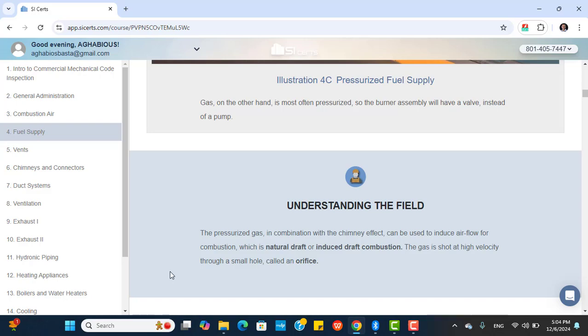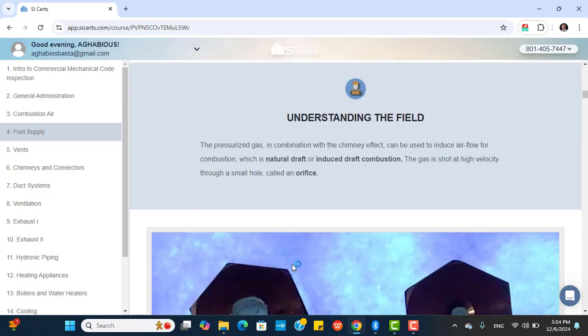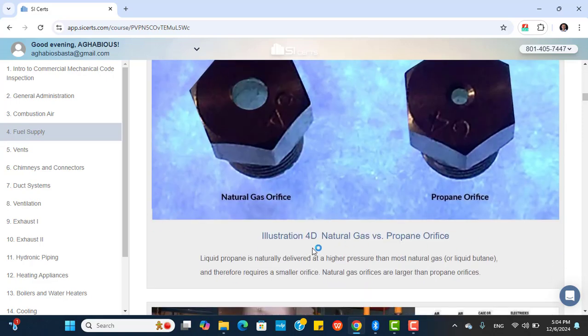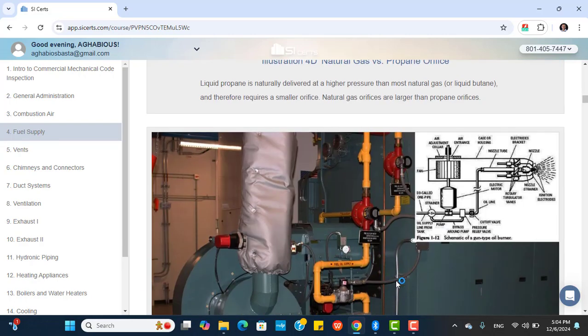The gas is shot at high velocity through a small hole called the orifice. As we see here, this is a natural gas orifice, and here is a propane orifice. Illustration 4d, natural gas versus propane orifice. Liquid propane is naturally delivered at a higher pressure than most natural gas or liquid butane, and therefore requires a smaller orifice. Natural gas orifices are larger than propane orifices.